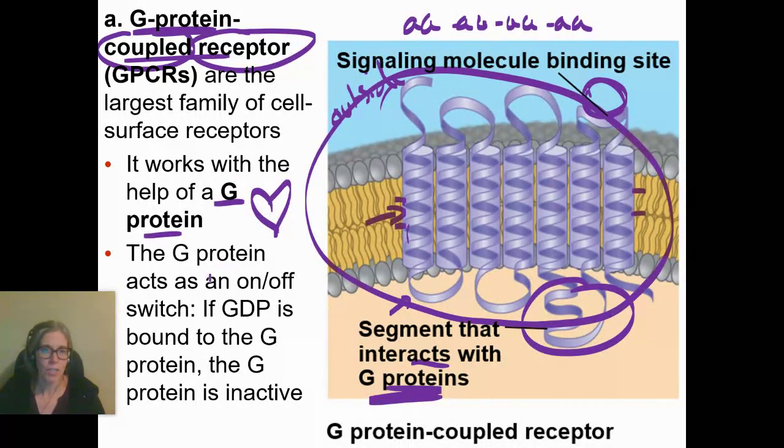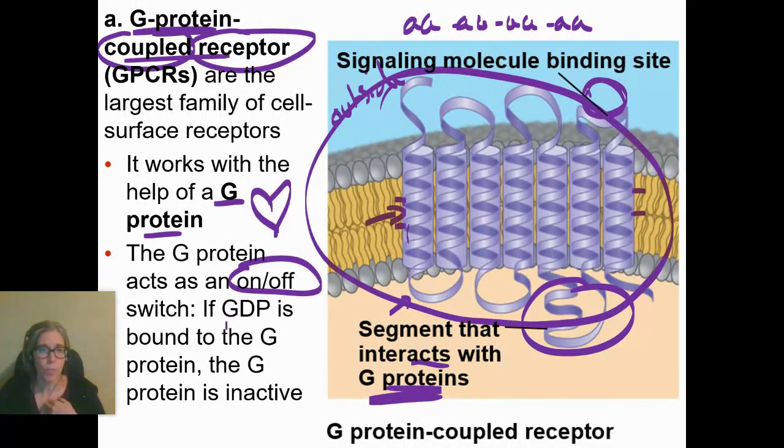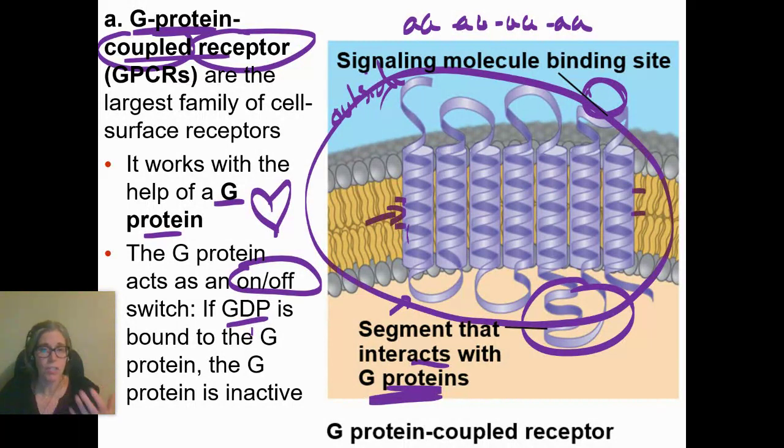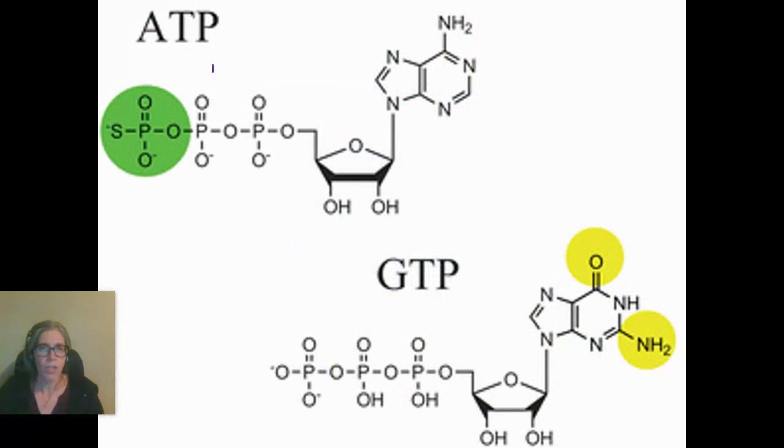A G protein acts as an on-off switch. There are a whole bunch of different types of G proteins. And they bind to GTP or GDP. If they're bonded to GDP, it's inactive. If it's bonded to GTP, it's active. So let me show you that. You might remember ATP because we spent a whole lot of time on it during the cellular respiration and the photosynthesis unit, but it is actually an RNA monomer. It's a nucleotide.